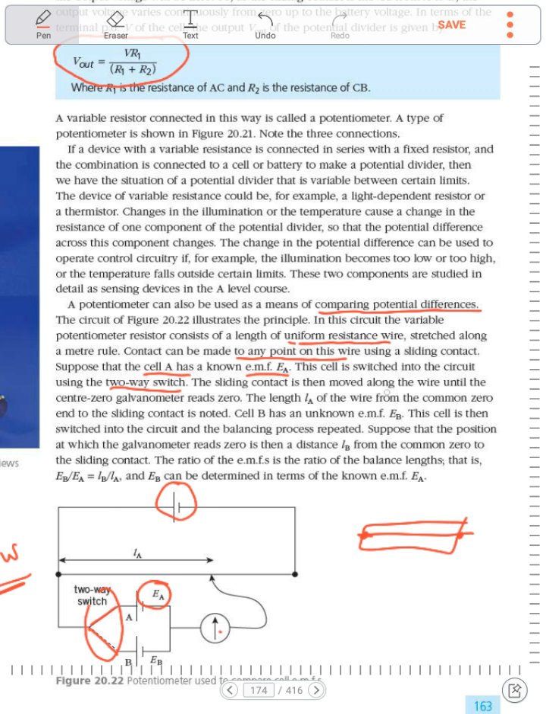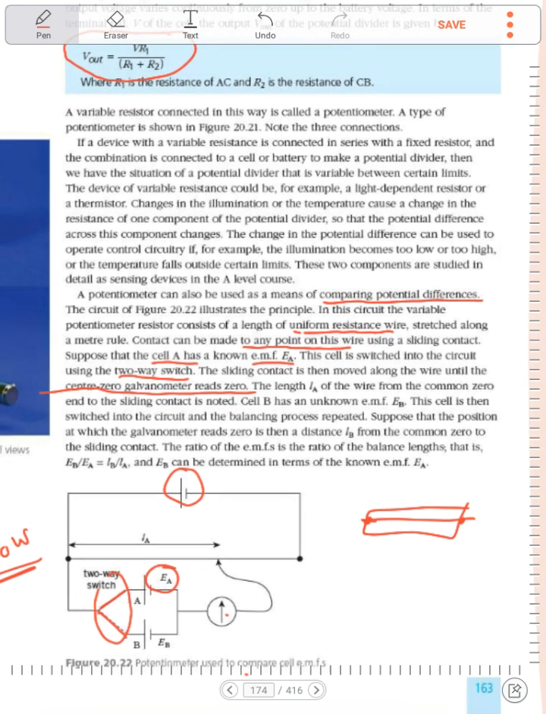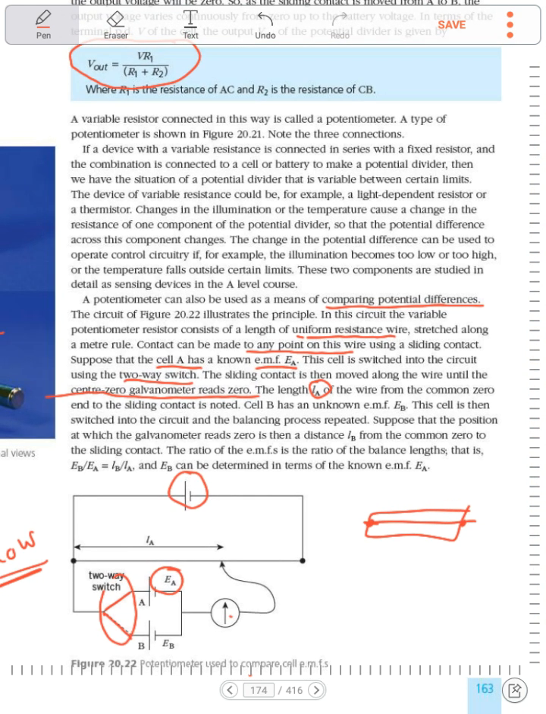The sliding contact is then moved along the wire until the center-zero galvanometer reads 0. The length LA of the wire, from the common zero end to the sliding contact, is noted. Cell B has an unknown electromotive force. This cell is then switched into the circuit and the balancing process repeated. Suppose the position at which the galvanometer reads 0 is then a distance LB, longer or smaller than LA, from the common zero to the sliding contact.